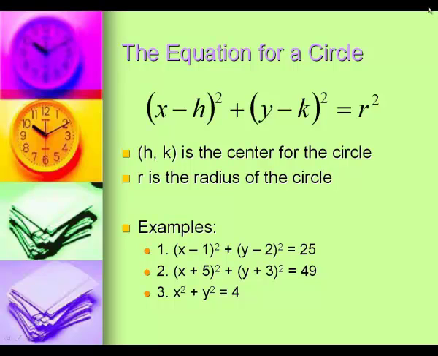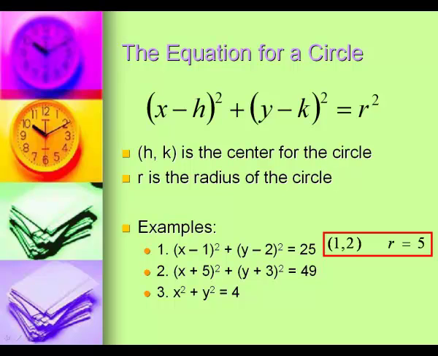So in our first example, we have (x minus 1) squared plus (y minus 2) squared equals 25. In the parentheses we see x minus 1, so the center for x would be at positive 1. In the parentheses with y, we see y minus 2, so the center for the y would be at positive 2. And then the radius is the square root of 25, which should be 5. So the center is at 1 and 2, radius is 5.